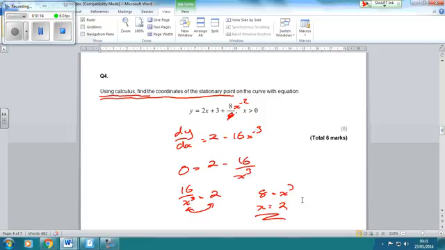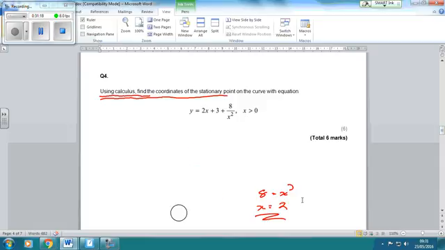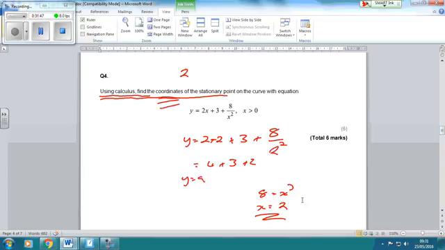So that's the x coordinate, and just like in our other questions, once we've got our value of x, we need to substitute it in to find out what the value of y is. So y equals 2 times, and again I'll do it as explicitly as this, just so that you make sure that you get the mark, 8 over 2 squared. So that's going to equal 4 plus 3. 8 divided by 2 squared, 8 divided by 4 is going to be 2. So 4 plus 3 is 7 plus 2 is 9, so y equals 9. So the coordinates are going to be 2, 9.